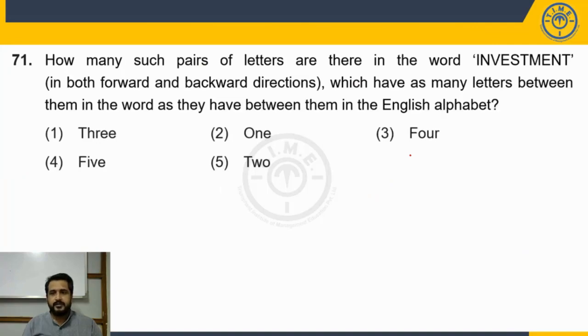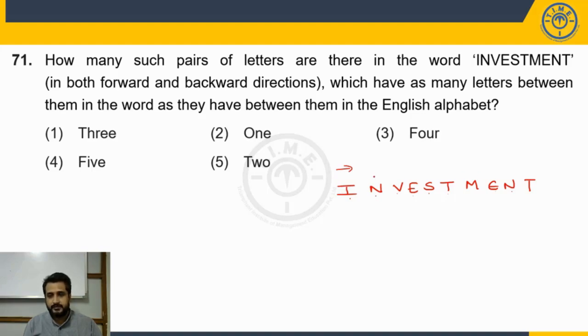Now, how many such pairs of letters are there in the word investment in both forward and backward directions, which have as many letters between them in the word as they have between them in the English alphabet? So the given word has to be compared with the English alphabet set, and the given word is investment. Now, you know the procedure, but still I am explaining. Start with the I and compare with the English alphabet. I, J, K, L, M, N, O, P, Q, R. So no such pair can be formed starting with I in the forward direction.